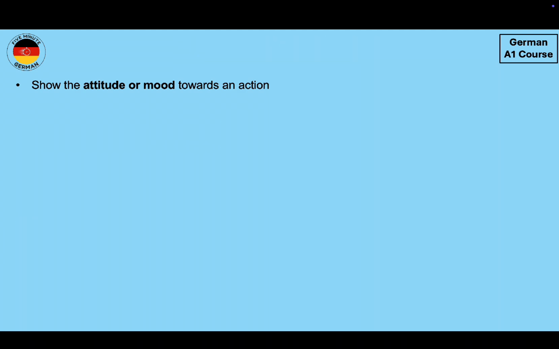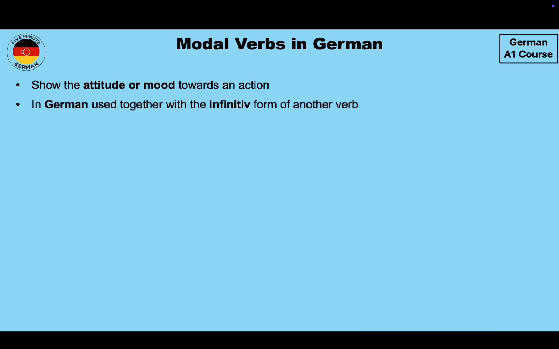So similarly in German, the modal verb is used together with the infinitive form of the main verb, and all modal verbs are irregular verbs. These are verbs whose stem changes when they are conjugated. If you want to understand about irregular verbs, then you can take a look at my video on irregular verbs, which I will link in the description below.